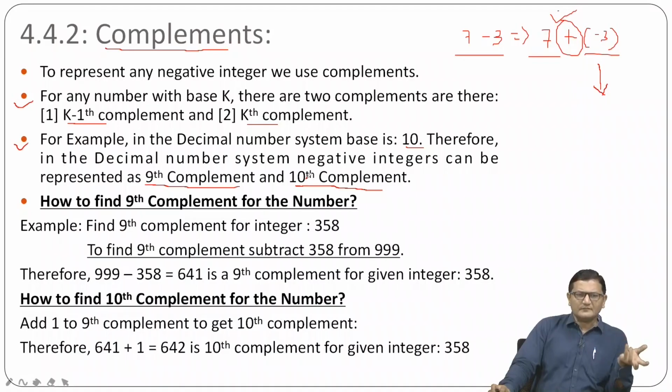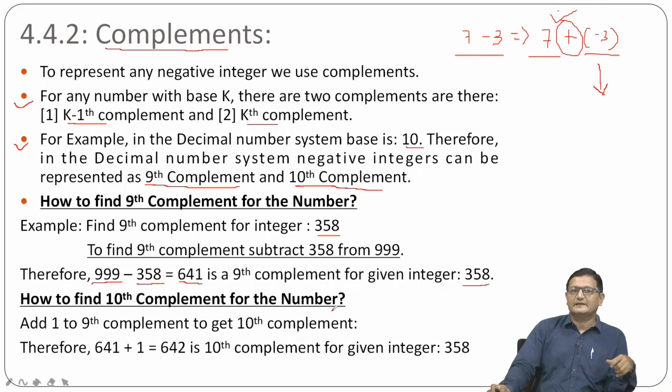Now, how do we find a 9th complement? Let us suppose a number is given to you, 358. What you can do is subtract this number from 999. Why 999? Because your number has 3 digits, and the maximum 3-digit number is 999, right. So, you subtract your number from 999, and you will get 641, and this is the 9th complement of this number.